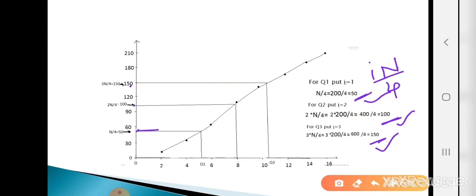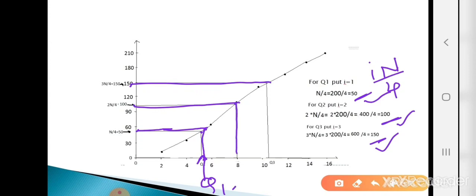Now draw the horizontal line up to the curve. Okay, and at the point where the horizontal line intersects the curve, draw the perpendicular on the x-axis. Wherever that line meets the x-axis, that point is your quartile value. So this is the value of Q1, then here Q2, and here Q3. Okay, so this is the method of finding the quartile values by using the graph.